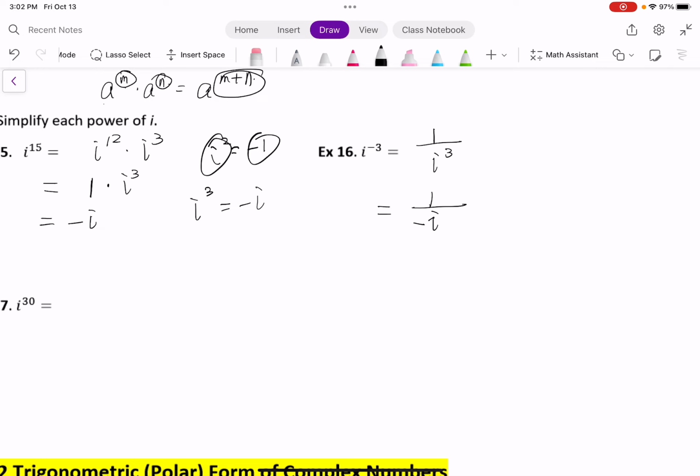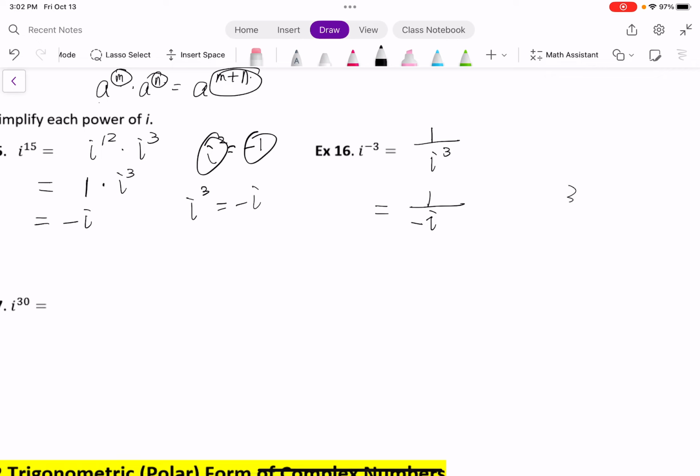But we have mentioned we cannot have an i at the bottom. So if we got a single i, or 2i, 3i, 4i at the bottom, we can multiply the top and bottom of this fraction by i. The top is i, the bottom is negative i squared. i squared is what? -1. So i over negative 1. This is i over 1, which is i.